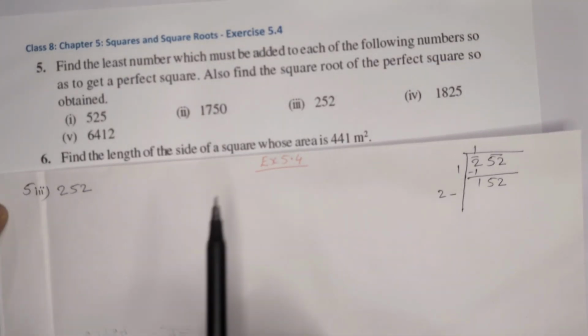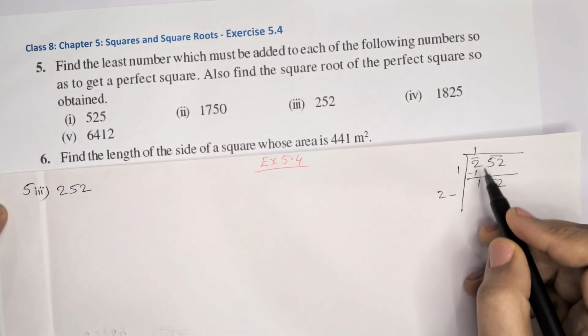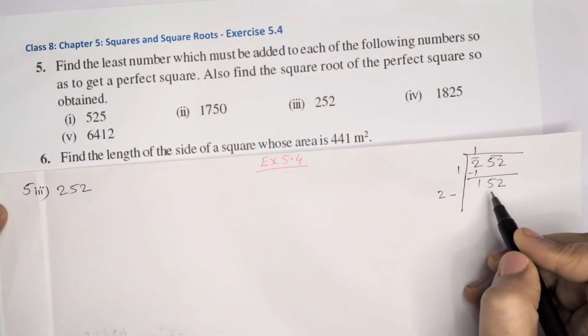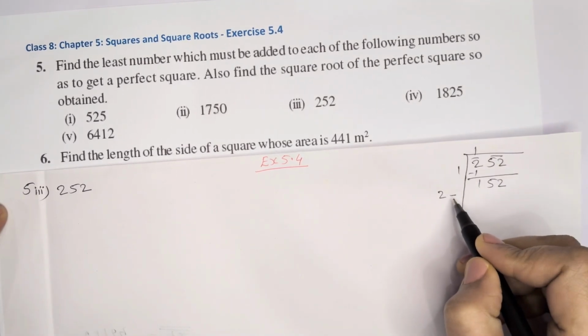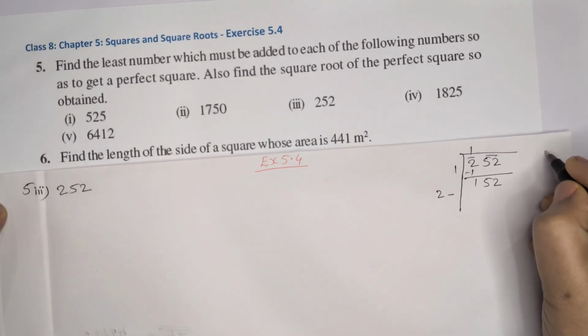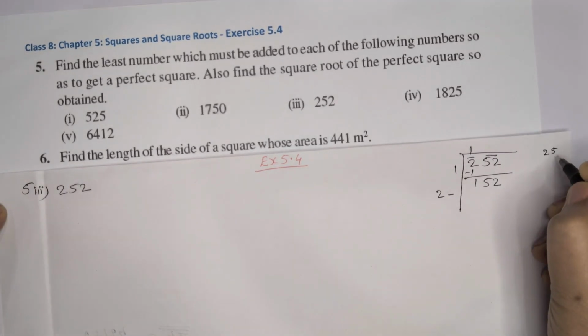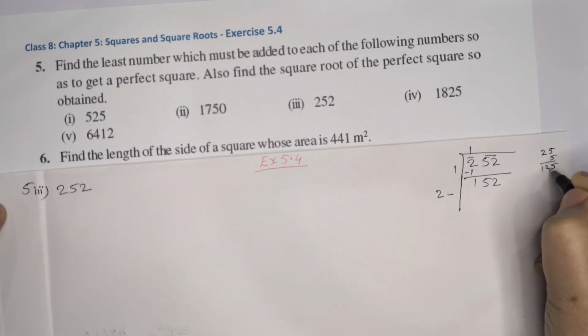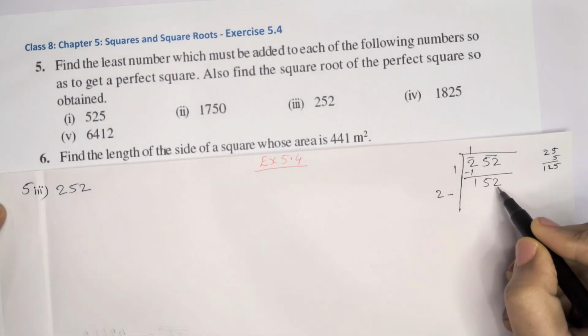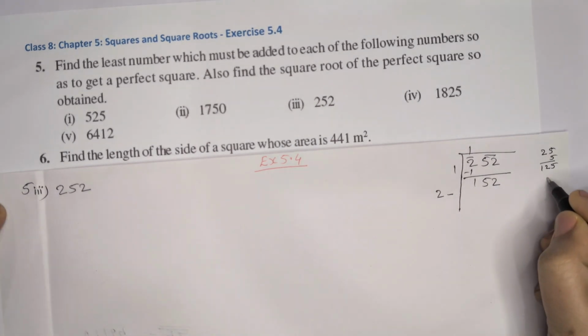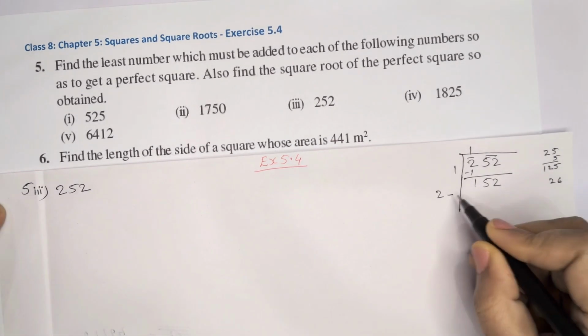Here the next number is 252. When we are doing here, 2 one time and then 152. In 152 we have to check the digit which is supposed to come over here after 2. If we take 5, 25 into 5, it will come 125. 125 is less than 152. So the next number 6 we have to put here.